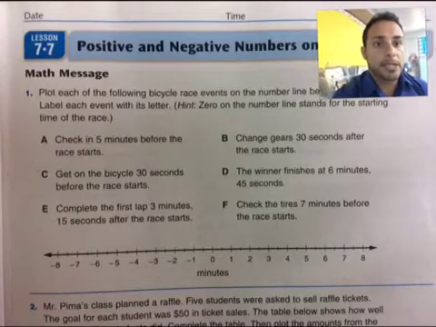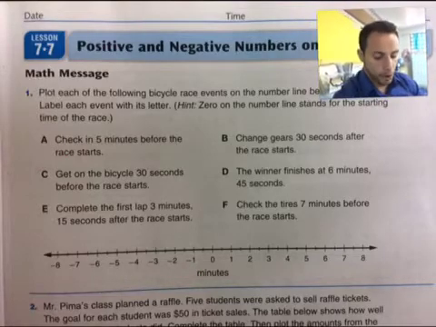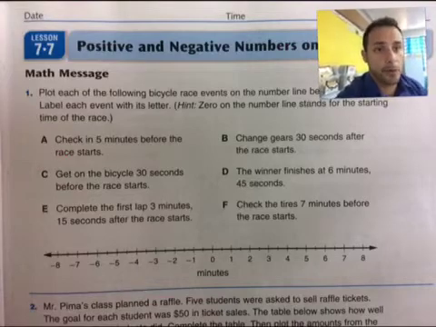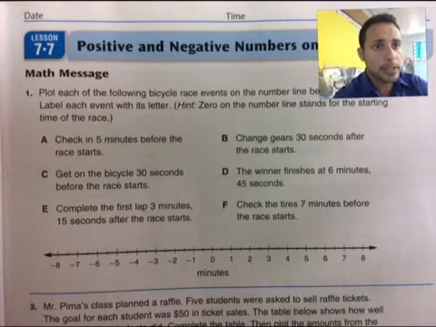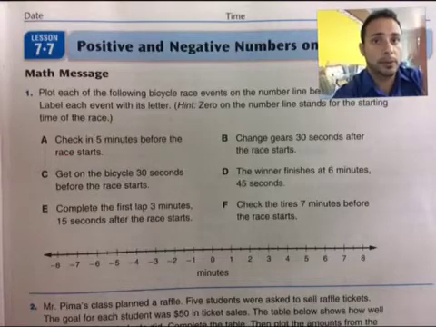Check in 5 minutes before the race starts. Okay, 5 minutes before the race starts. Where would A fall? Okay, think about it. 5 minutes before the race starts. Well, let's read the hint so that we can identify what they mean by this.